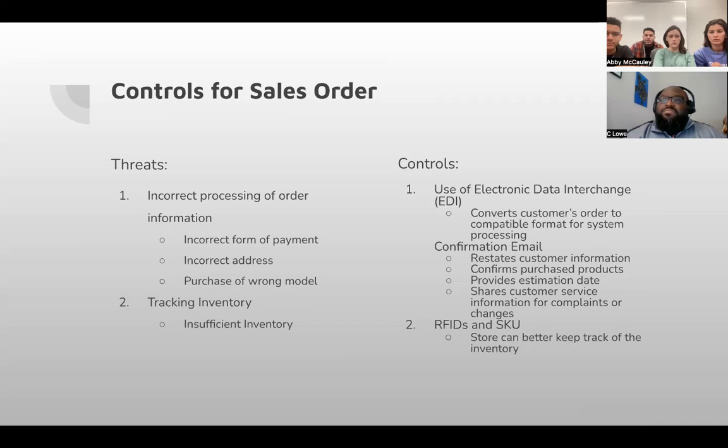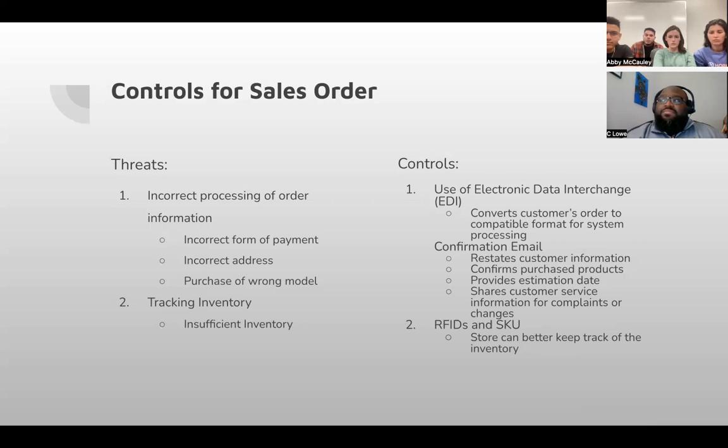A customer might mistake one address for another, might put in the wrong address, or they might buy the wrong model of the product, or they mistakenly added 2 more products than they actually needed. The quantity could be wrong. A simple way of getting through this is using electronic data interchange, which basically converts the customer's order into a compatible format for the system processing.